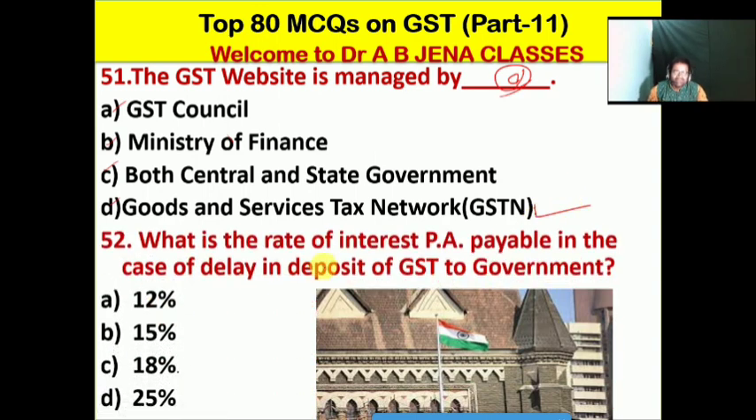Next one, what is the rate of interest per annum, PA stands for per annum, payable in the case of delay in deposit of a GST amount to the government? Whether A 12%, B 15%, C 18%, D 25%. Friends, C is the right option for this MCQ. So 18% rate of interest per annum is payable in the case of delay of deposit of a GST amount to the government.